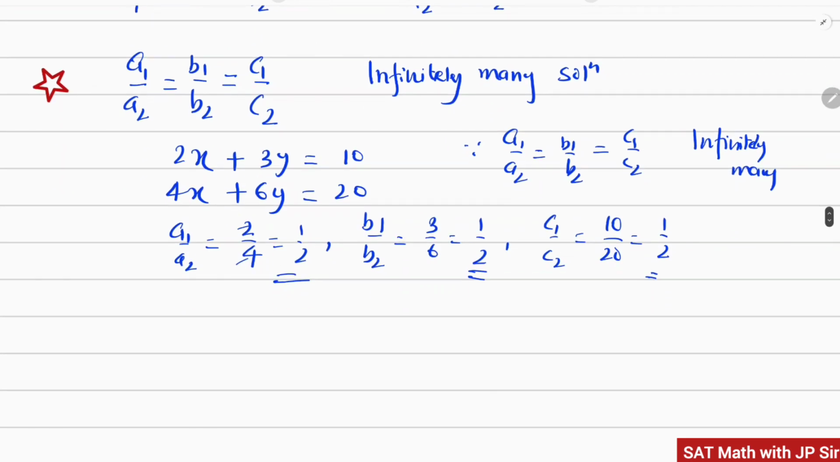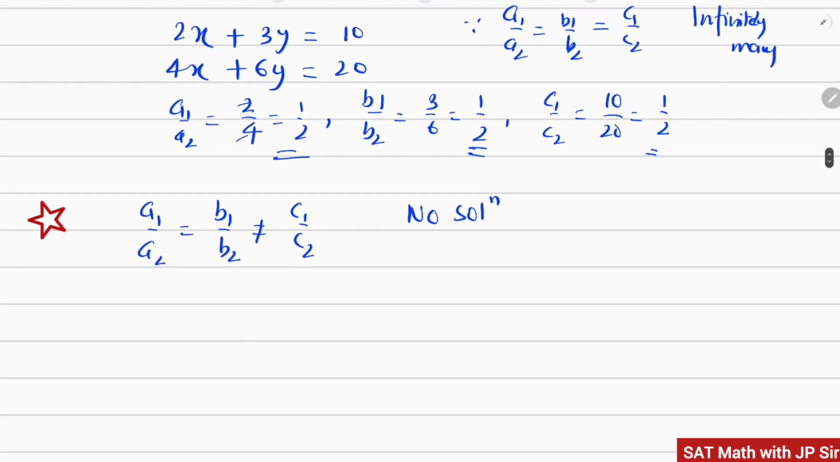Now, what if a1 upon a2 equals b1 upon b2, but it is not equal to c1 upon c2? Then in this case, it will have no solution. For example, we have 2x plus 3y equals 10, 4x plus 6y equals 30.